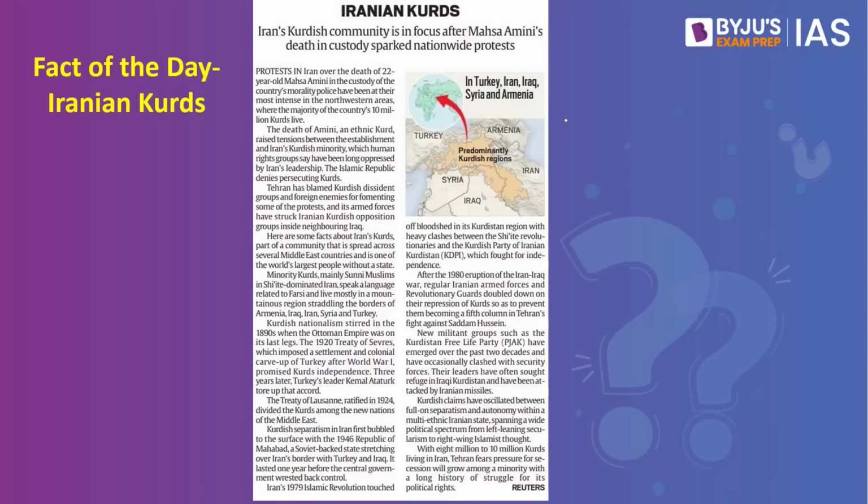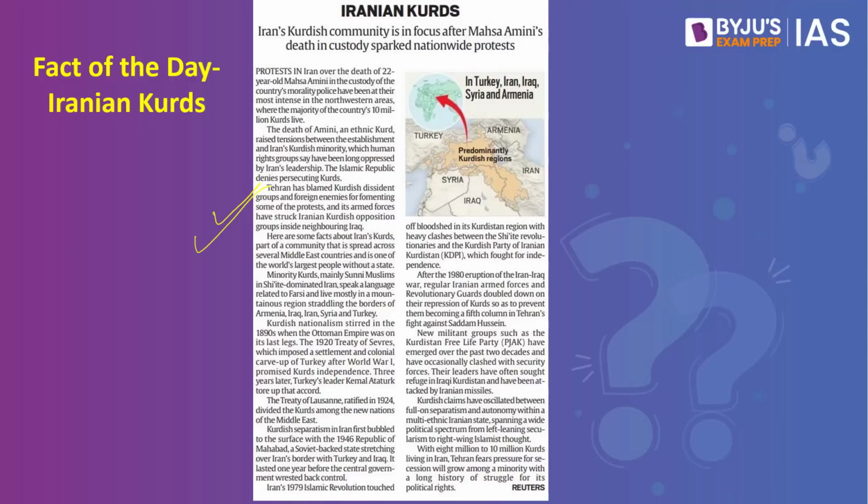Under these protests, the role of Iran's Kurdish community has also come into the picture. These protests have raised tensions between the Kurdish community, which is in the minority, and the government of Iran. The Iranian government has blamed the Kurdish minority community for encouraging these protests. The Iranian government is saying that the Kurdish community is teaming up with foreign enemies such as Israel and the US to give rise to more and more protests throughout the country. That is why the armed forces are now targeting the Iranian Kurdish community also in neighboring Iraq.